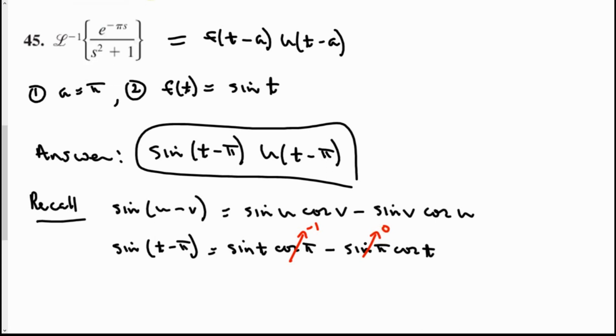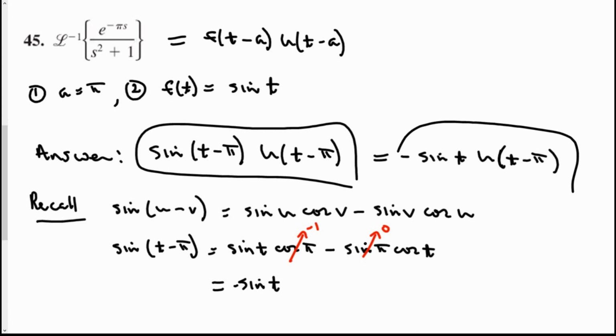Oh, interesting. So this is just sine t, right? So, oh, negative. So this is negative sine t times the unit step of t minus pi. Again, if you give that to me, then that's okay with me, right? And WeBWorK should take that for the answer. Definitely, either one is the answer.